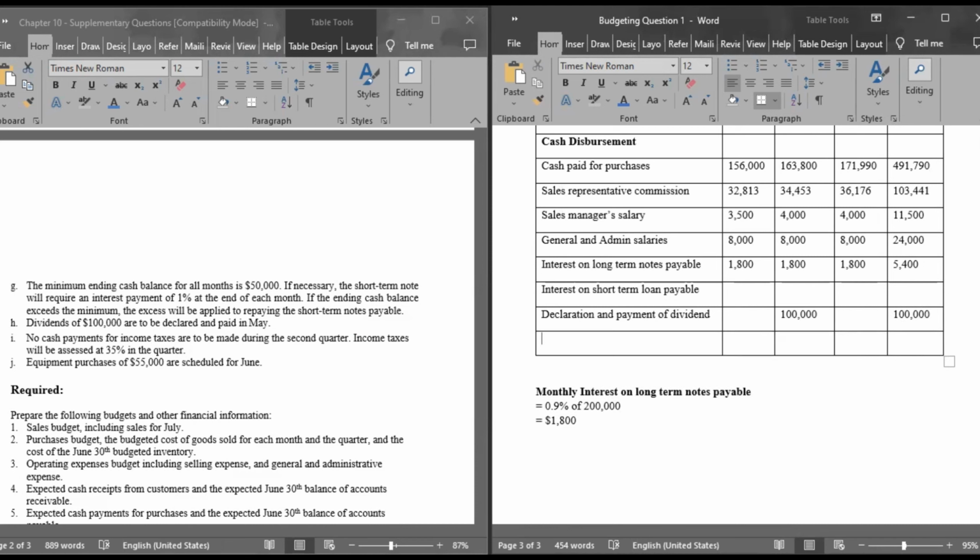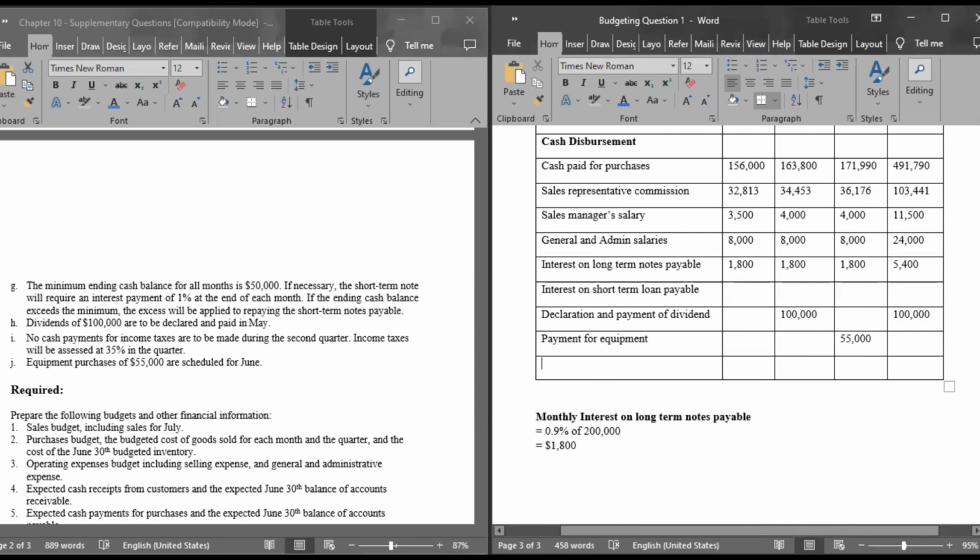Next, he is saying no cash payments for income taxes are to be made during the second quarter. Income taxes will be assessed at 35% in the quarter, so no cash involvement for income taxes. Therefore, we don't need to place it in the cash budget. Next, in J, he is saying equipment purchases of 55,000 are scheduled for June. So we will write down payment for equipment here, and it will be made in the month of June. So in June, we will write down the value 55,000.